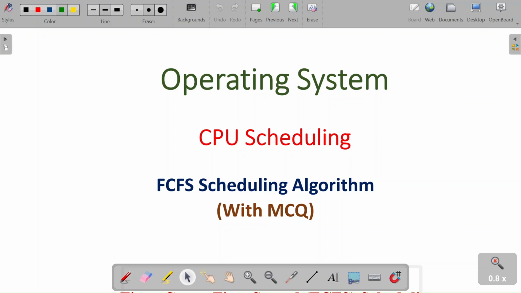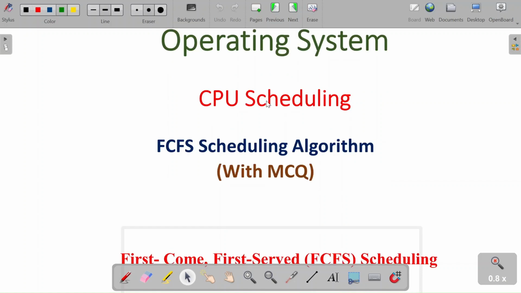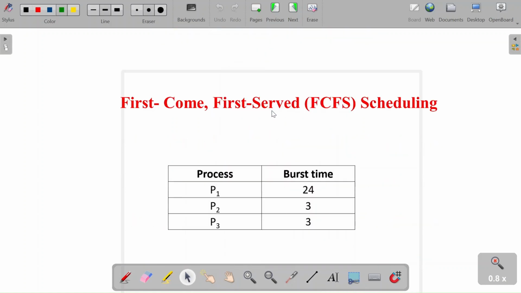Next, under CPU scheduling, let us discuss the first algorithm, the FCFS scheduling algorithm, along with the review questions. From the name itself, we can understand it is the first come, first served scheduling algorithm. For a scheduling algorithm, the question will be given either in wordings or a tabular column. The major interpretation is that there are three processes, P1, P2, P3.